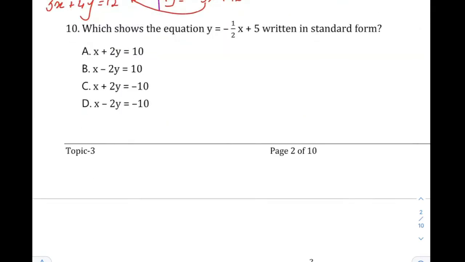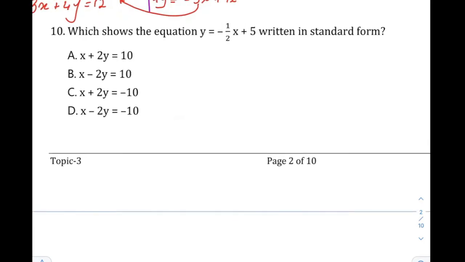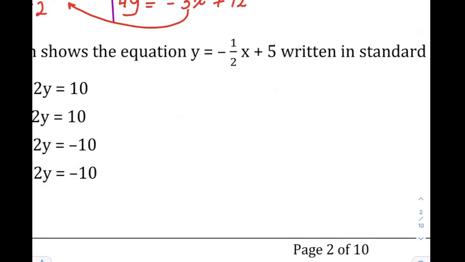Which shows the equation y equals negative half x plus 5 written in standard form. As we did now, step 1, get rid of the denominator, because in standard form there are no fractions. Everything must be whole numbers. We should have all integers.